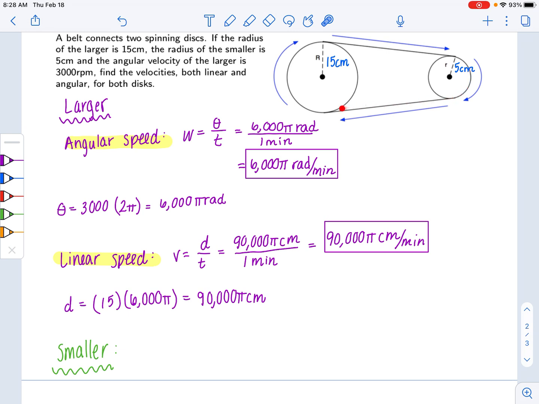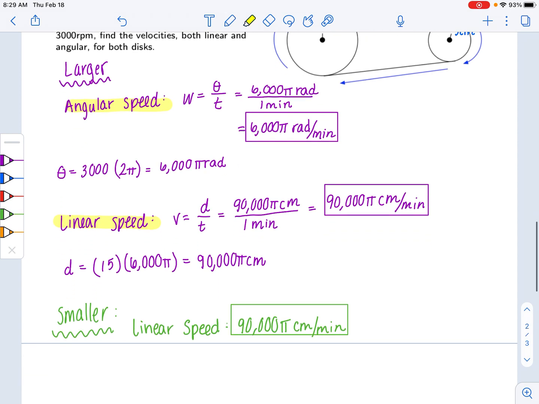Is it going this way? This line or rope around the disc is going to keep moving. It's the same line. So actually, the linears will be the same. So linear speed, it's not that when it gets closer to the big, it's going to go faster. No, it's going to have the same constant rate. So the linear speed is going to be the same, 90,000 pi centimeters per minute. It's the same string.